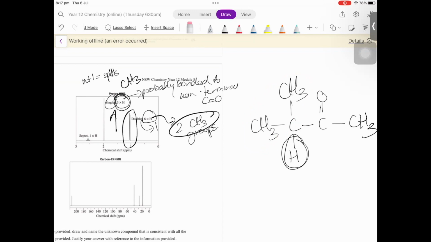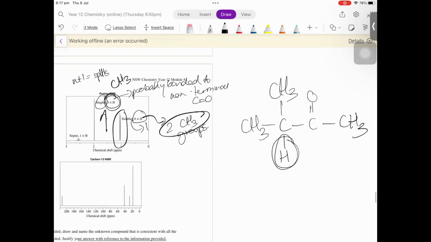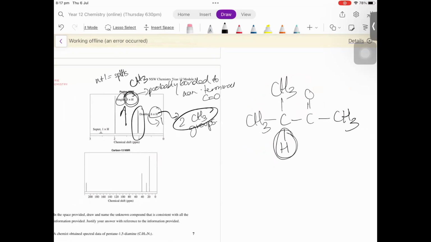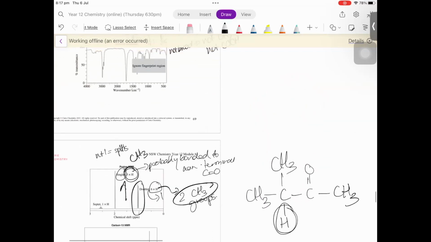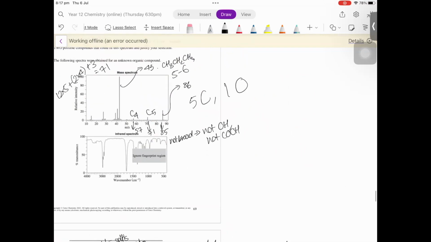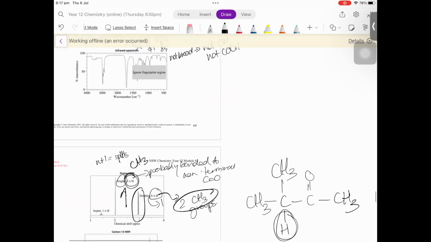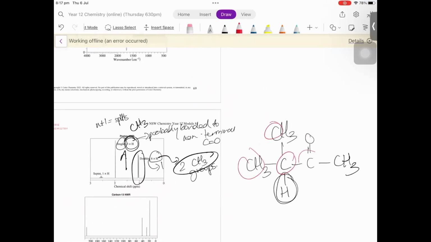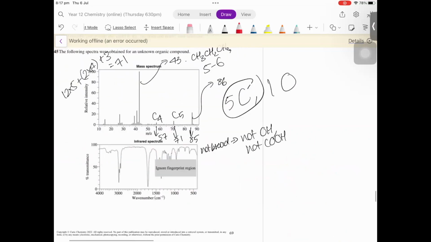So we've used up our carbon-13, we've used up our proton NMR, and we've used up our infrared. Now what we're going to do is go back and confirm our mass spectrum, yeah? 5 carbons, like we originally said. 1, 2, 3, 4, 5. Okay, good.